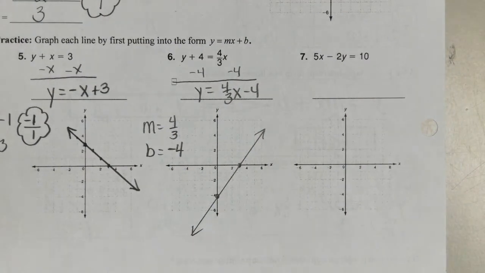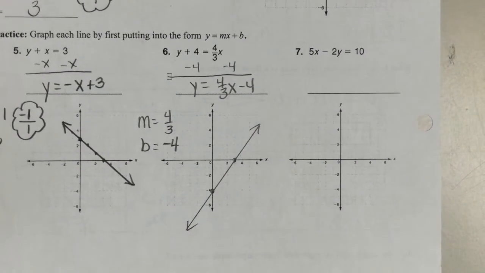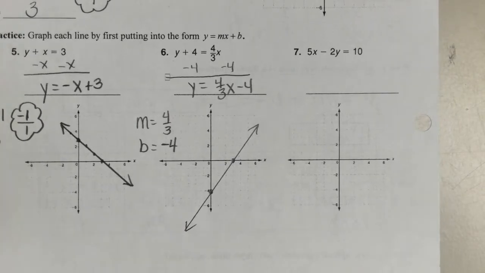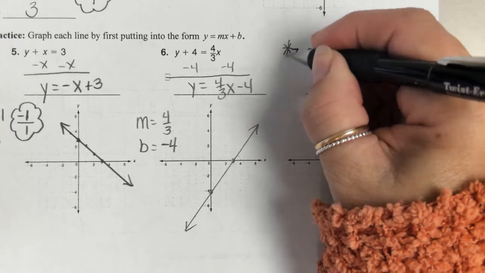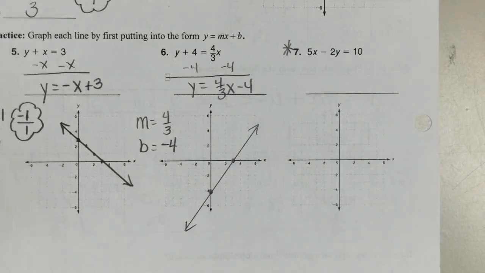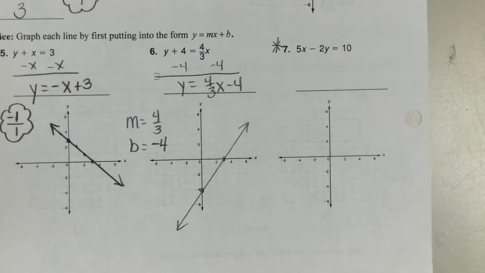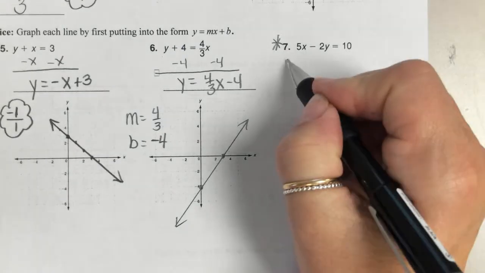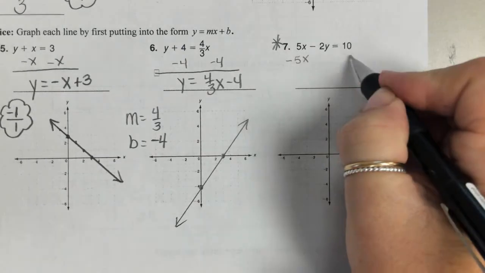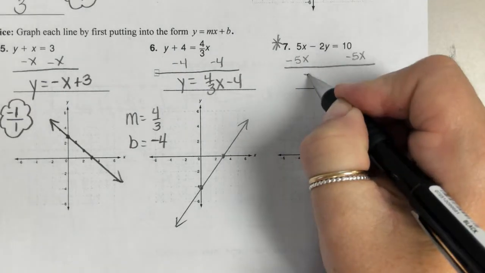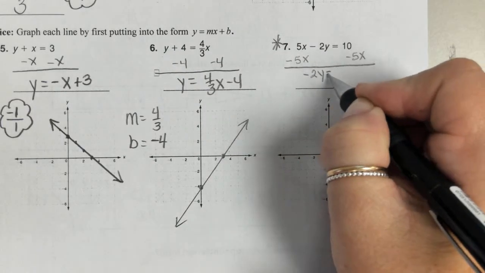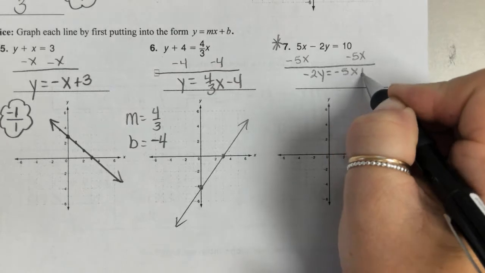Now, number 7 is a little more complex equation, but still not bad. We just have to work about getting y by itself. There is a step in this for division that I want you to put a star by, because you might need to look back at this while you're doing your homework tonight. The first thing I want to do is get my 5x to the other side. -2y equals -5x plus 10.